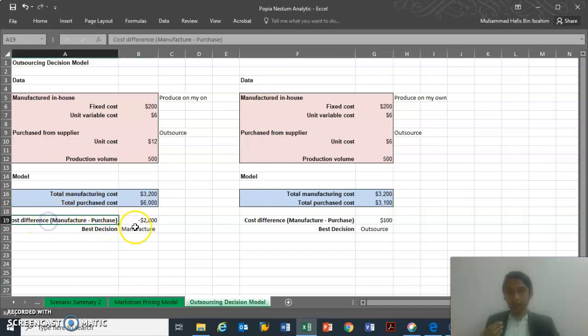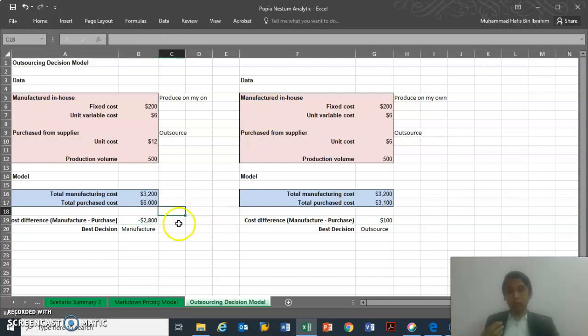So the cost difference is negative 2,800 ringgit, which is negative, meaning that the total manufacturing cost is lower than the total purchase cost. So my decision using this formula is to manufacture, since my value of cost difference is below 0.